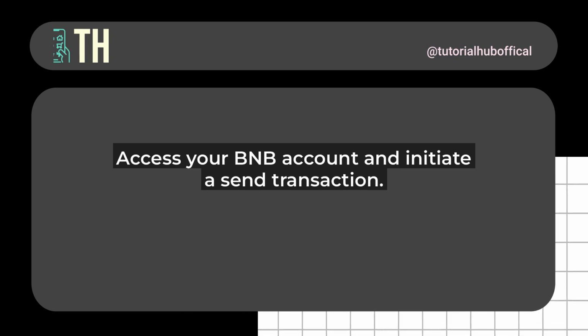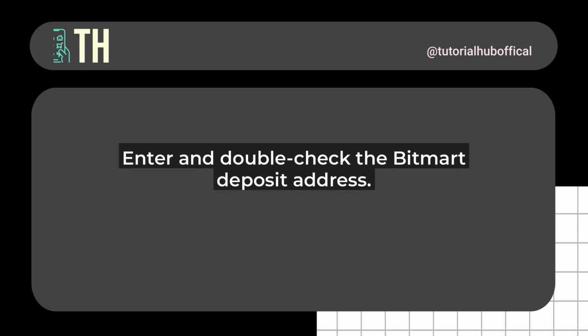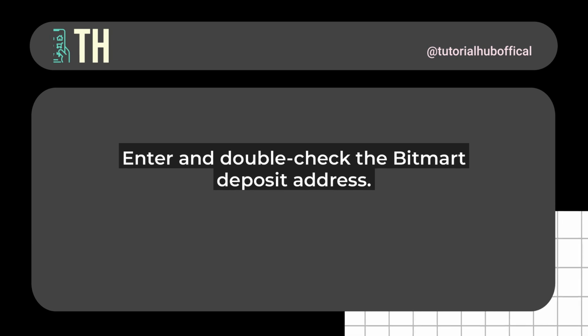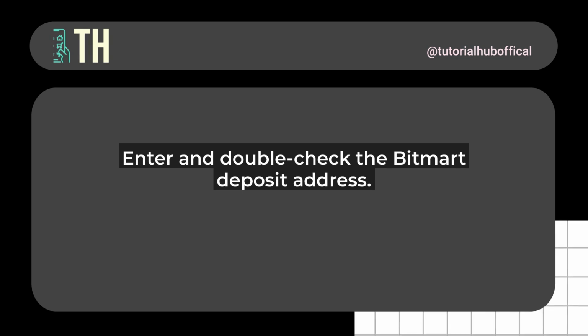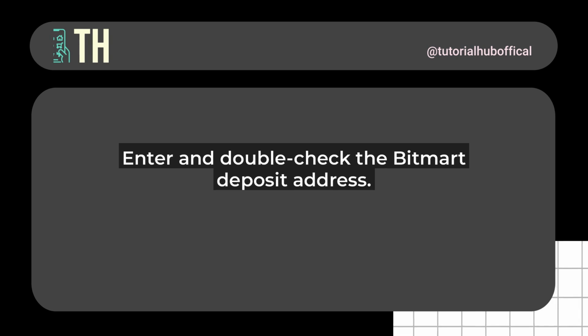Next, in Ledger Live, go to the Accounts section and select your BNB account. Click on the Send button to initiate a transaction. You'll need to enter the recipient's address. That's the one from your Bitmart account. Double-check this address to make sure it's correct. One wrong character could send your funds to the wrong place.